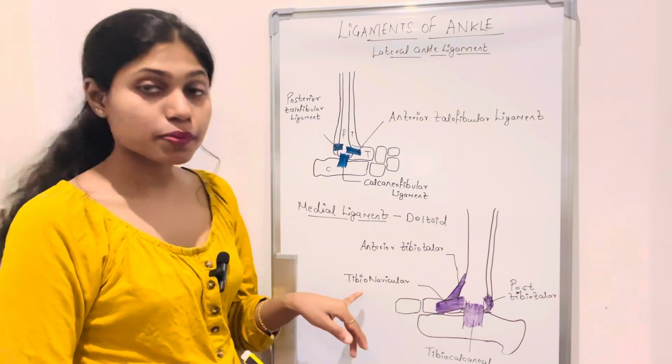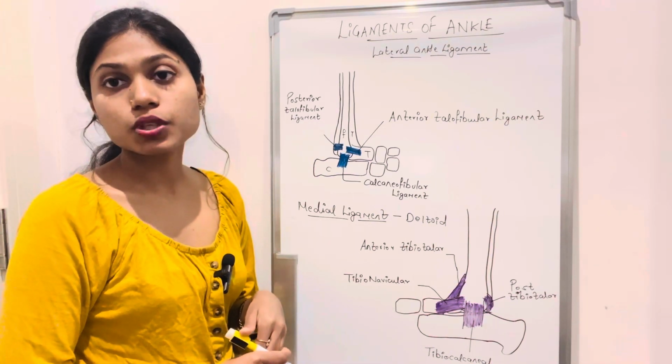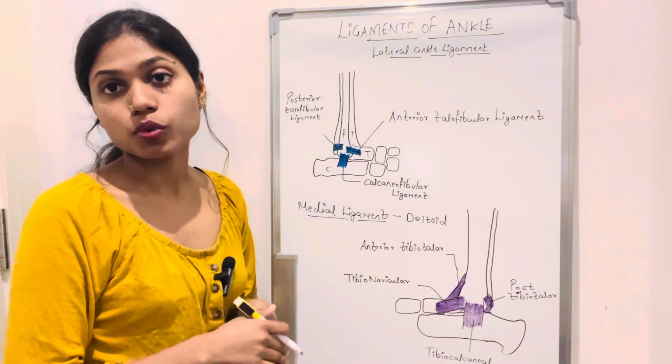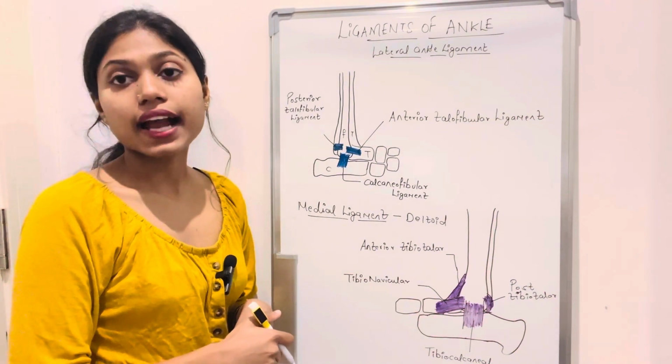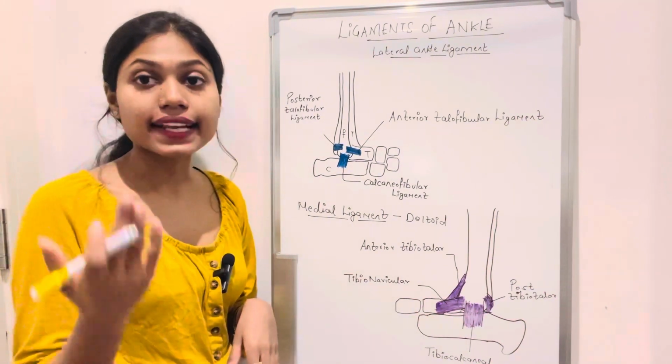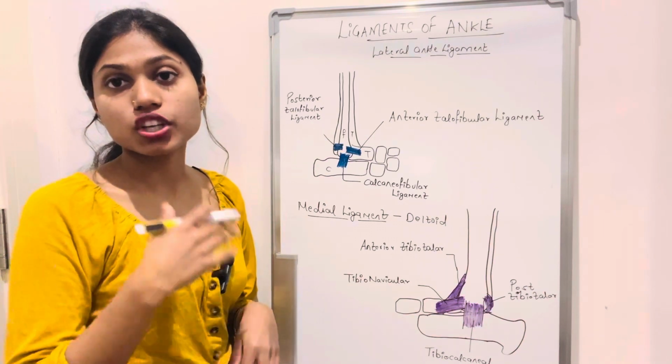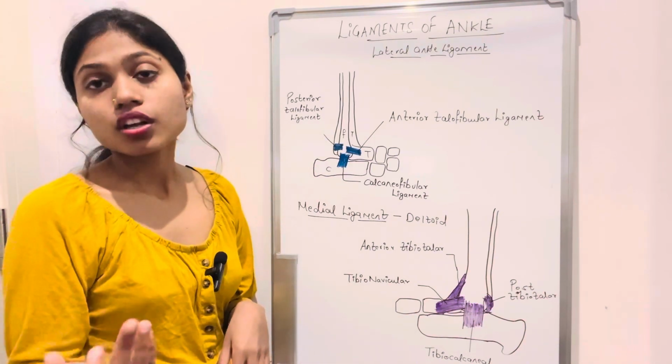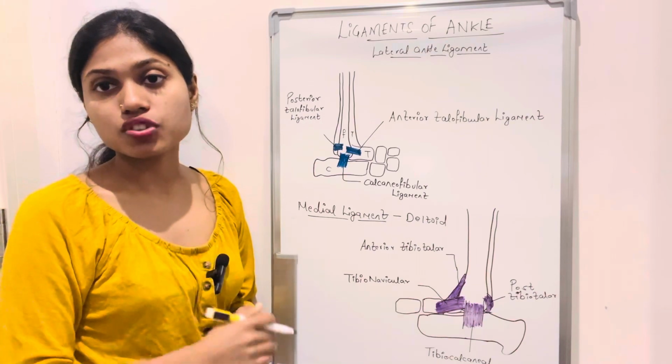Third one, your tibio-navicular, the connection is between the tibia and your navicular bone, which is one of your tarsal bones. And the fourth one, your tibio-calcaneal, which is the connection between your tibia and your calcaneum bone. Both of them help to reinforce the ankle joint.